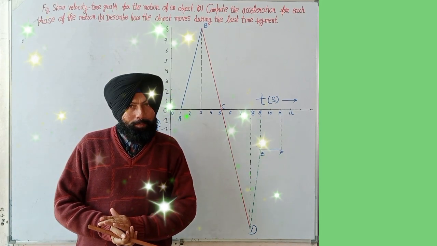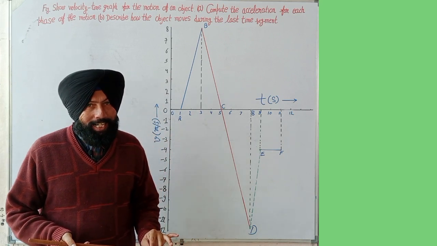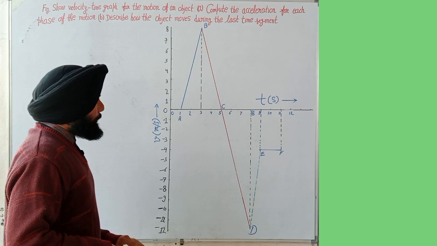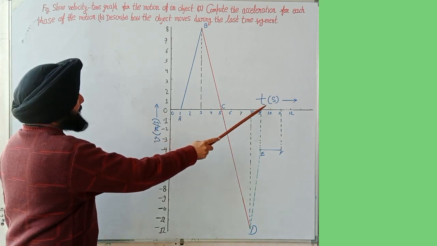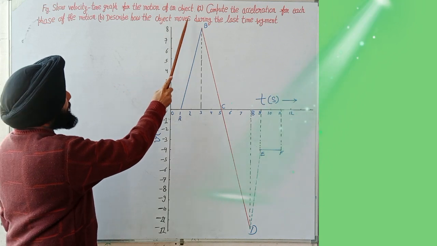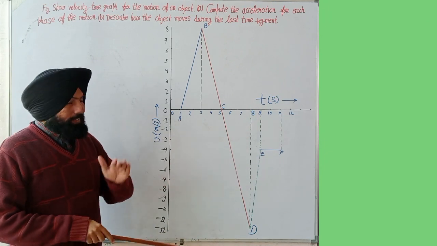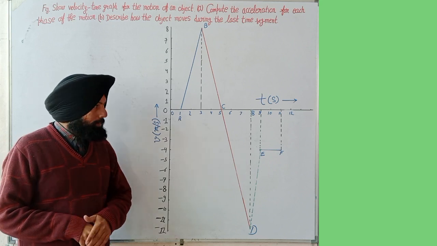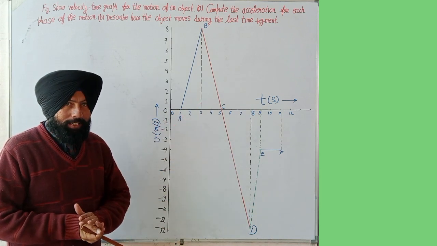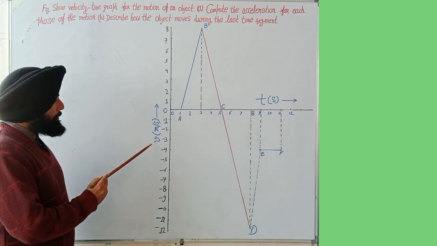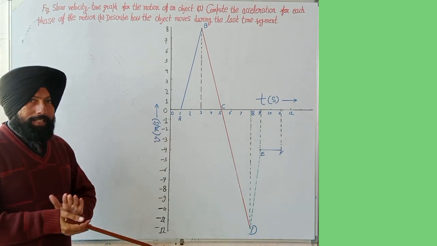Hello students. Now our next numerical is based on a velocity time graph. In this numerical, the figure shows a velocity time graph for the motion of an object. Along the x-axis I have mentioned the time in seconds, and along the y-axis I have mentioned velocity in meter per second.